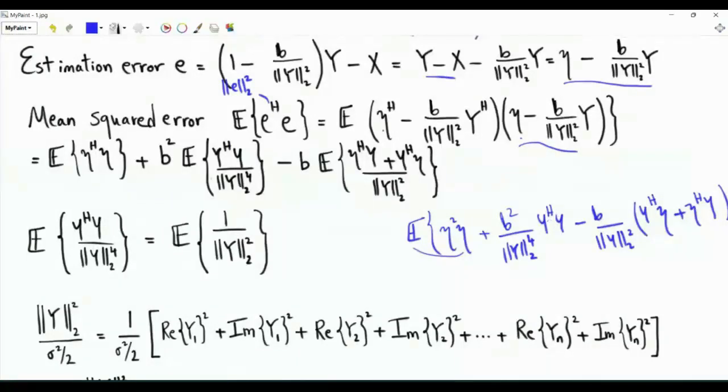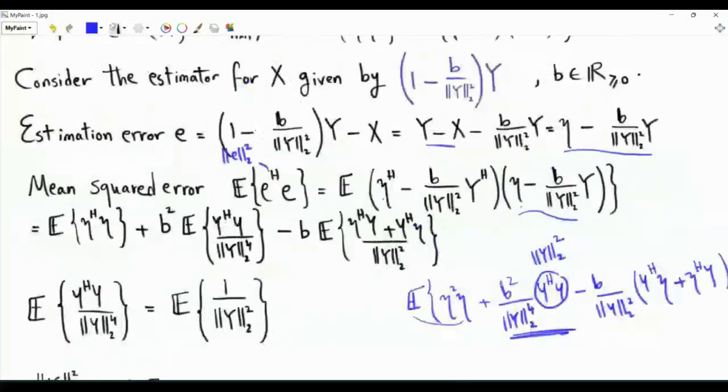And this term here is Y Hermitian Y divided by the L2 norm of vector Y to the power 4. But Y Hermitian Y is the L2 norm of vector Y squared. So this term here is B squared times the expectation of the reciprocal of the L2 norm squared of vector Y. And we start our investigation by focusing on this term, trying to evaluate this expectation. Then we will multiply it by B squared, and this will be a term in the mean squared error. Let's think about vector Y.